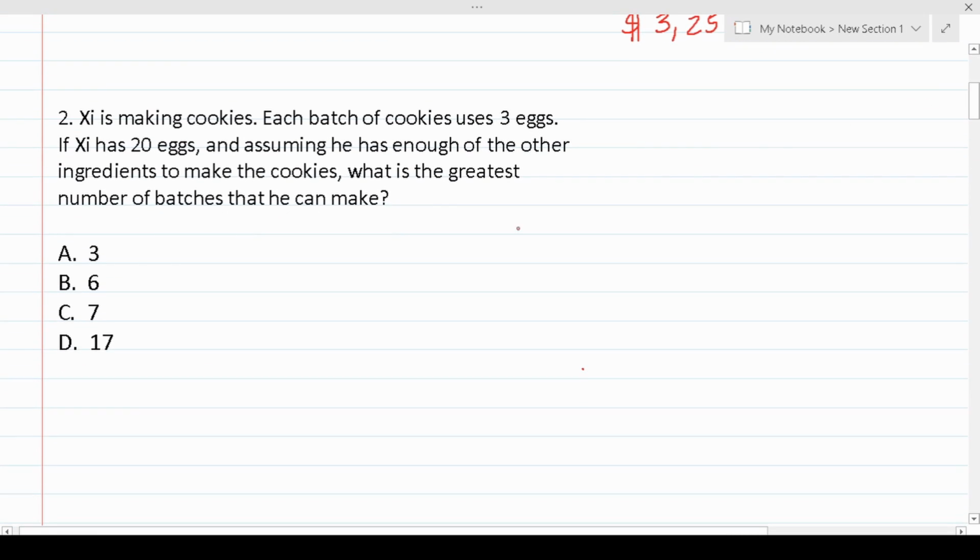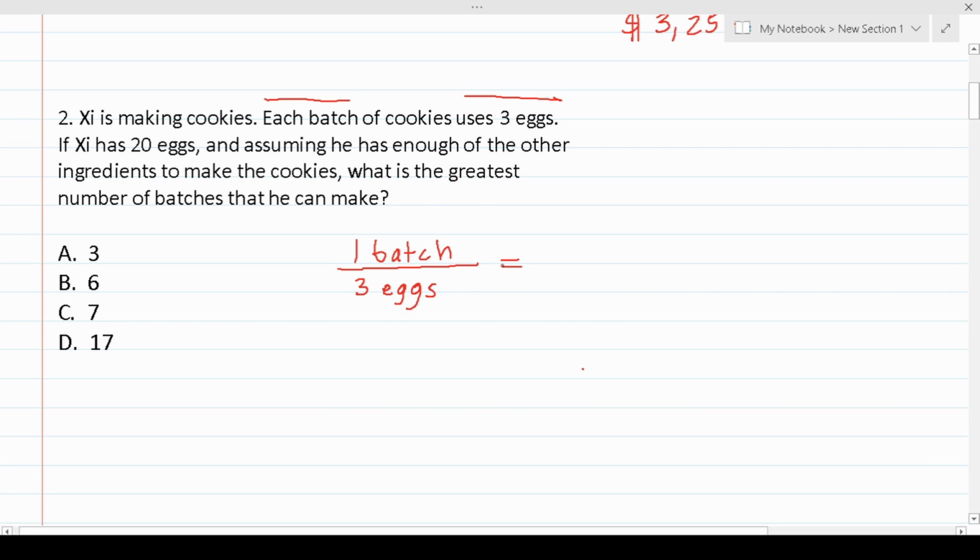All right, number 2 says G is making cookies. Each batch of cookies uses 3 eggs. If G has 20 eggs, and assuming he has enough of the other ingredients to make the cookies, what is the greatest number of batches that he can make? This is going to be a problem I'm going to try to solve using a proportion. Again, we're told that each batch takes 3 eggs. So on my left-hand side of the proportion, I'm going to write this: 1 batch of cookies takes 3 eggs.